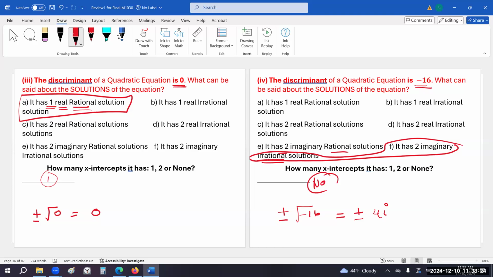Go ahead, Quran. First of all, it's 2 because we have plus minus. It's imaginary because we have a negative under the radical. Sorry, rational. Oh man. Exactly. I'm saying one thing, but selecting another thing. Be careful.